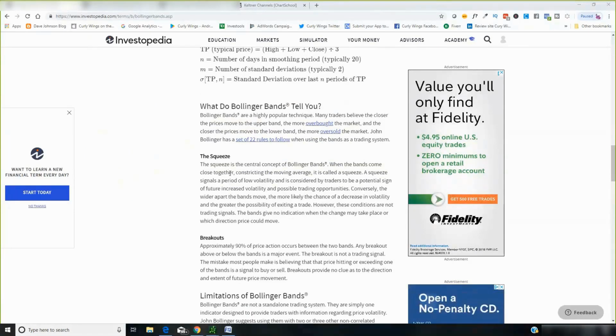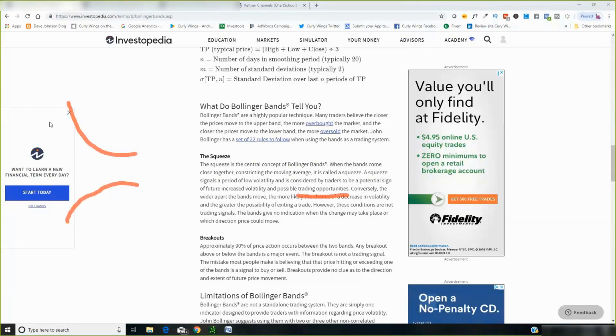When the bands come close together, constricting the moving averages, so the Bollinger Bands are made up of moving averages, it's called the squeeze. A squeeze signals a period of low volatility and is considered by traders to be a potential sign. So let's go back and talk about that again. A squeeze is a period of low volatility. So the bands are contracting, and then they form this squeeze.